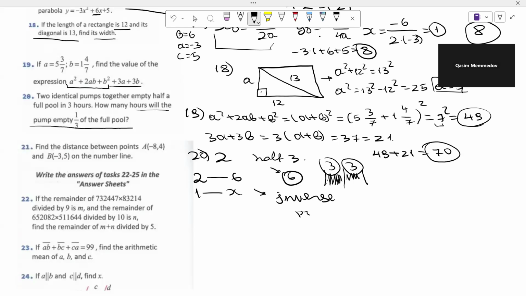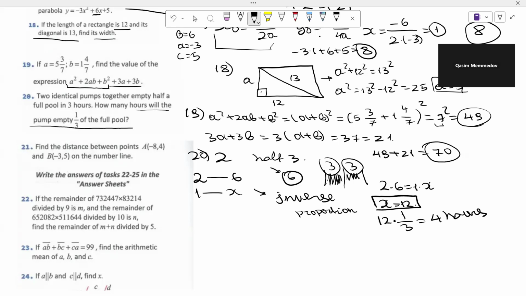Inverse proportion, because one pump empties more slowly. That's why it's inverse proportion. It equals 2 multiplied by 6 equals 1 multiplied by x. X equals 12. And it's empty 1/3 of the full pool. That's why the answer equals 12 multiplied by 1 over 3, and the final answer is 4 hours. Because it empties the full pool in 12 hours, but for 1 over 3, we must multiply it by 1 divided by 3.